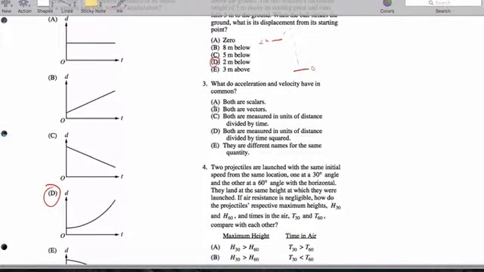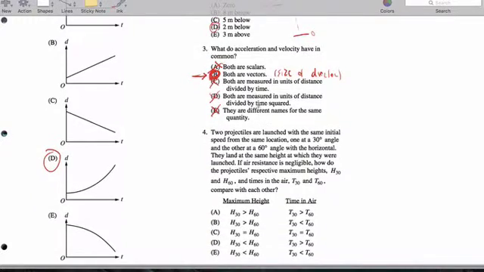Acceleration and velocity are both vectors. They have size and direction. A scalar means just a number. They do not have the same measurement. And they are totally not different names for the same quantity. It is absolutely choice B.